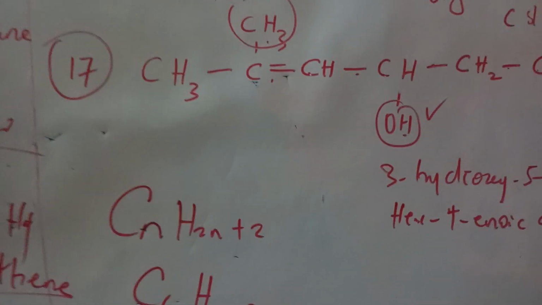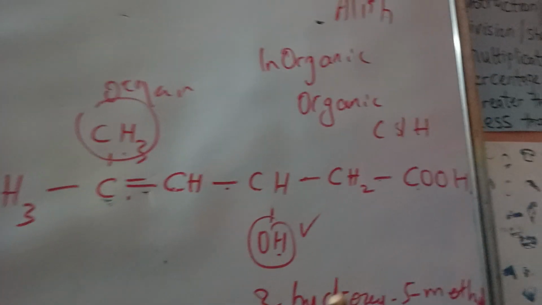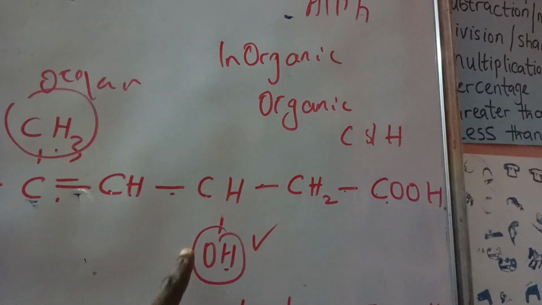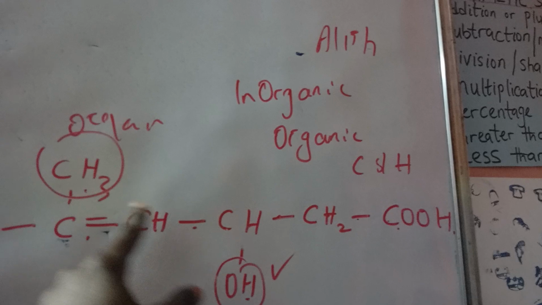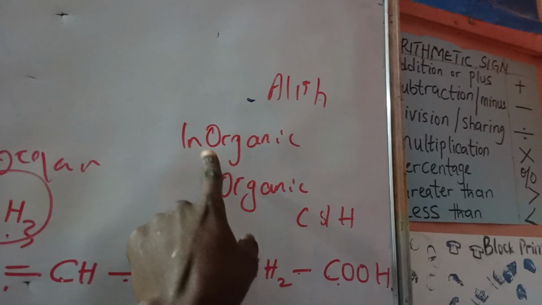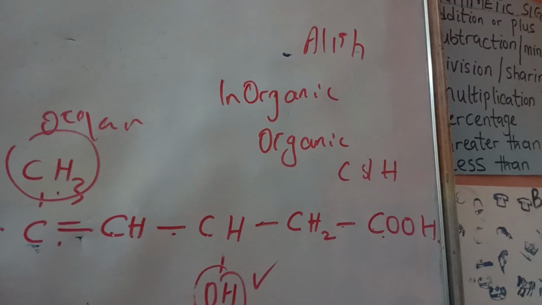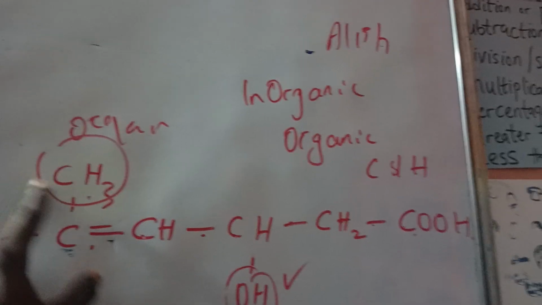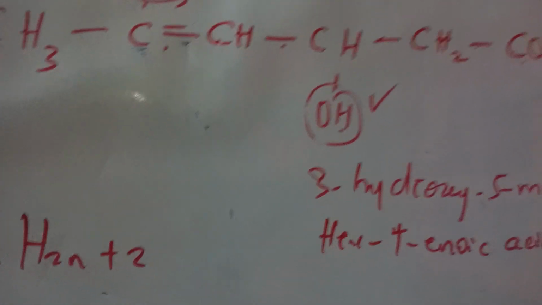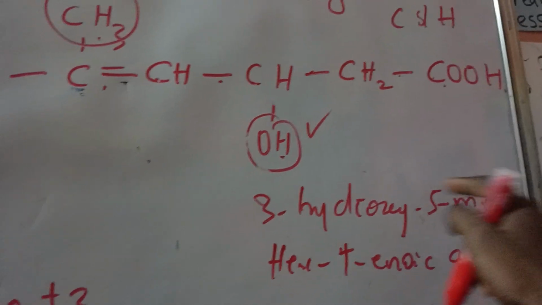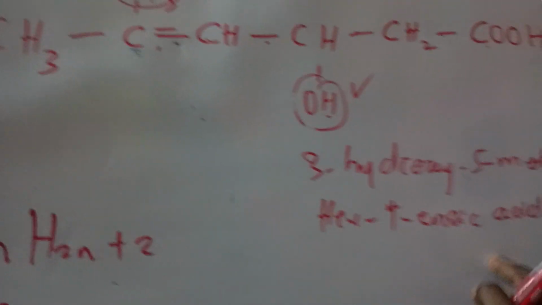Just follow the due process. Remember what I said. This is 1, 2, 3. 3-hydroxy. Now I'm following the inorganic before organic. That's why I started with this. H is actually going to come before M, but regardless of that, I still follow that rule. So this is 3-hydroxy, 5-methyl, hex-4-enoic acid.